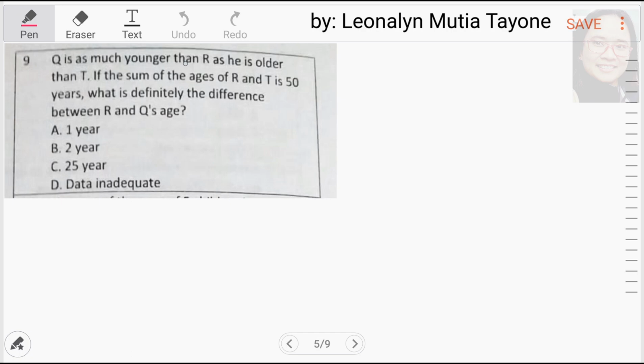Q is much younger than R as he is older than T. If the sum of the ages of R and T is 50 years, what is definitely the difference between R and Q's age? Is it 1 year, 2 years, 25 years, or is it data inadequate?